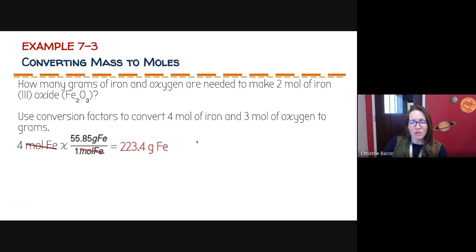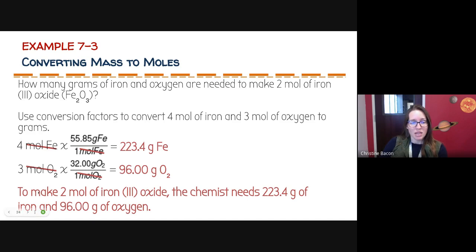So let's do the same thing for oxygen. We're going to take 3 moles of oxygen times its conversion factor of 32 grams of O2 over 1 mole of O2. So these are going to cancel out, moles of O2, and all we have to do is multiply 3 times 32 grams of O2, and that equals 96 grams of O2. So the answer is that to make 2 moles of iron oxide, the chemist needs 223.4 grams of iron and 96 grams of oxygen.